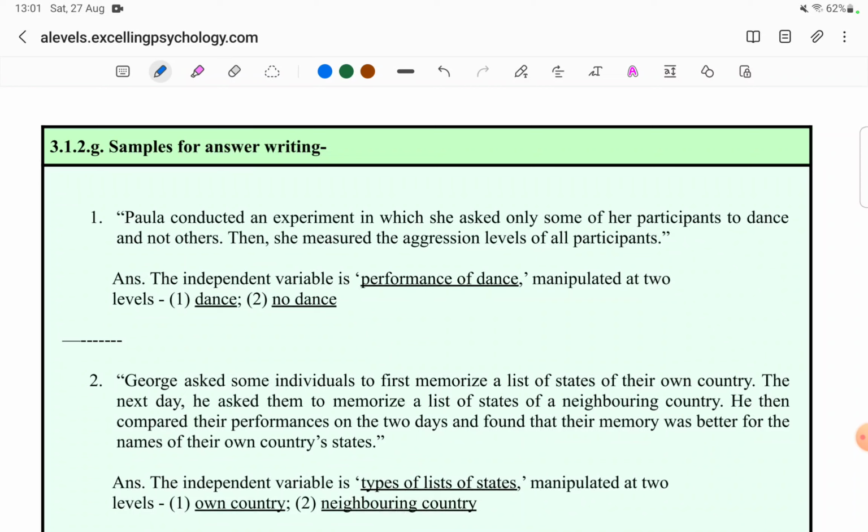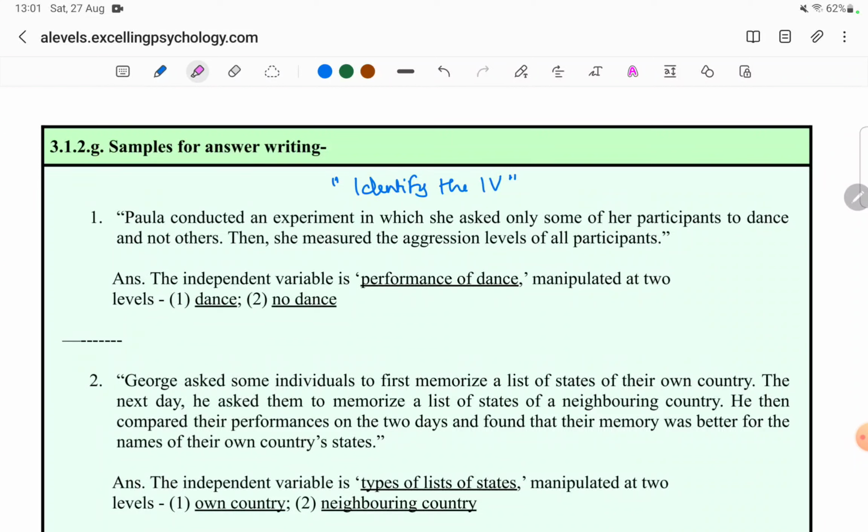So here are some samples for answer writing. These are not from the past papers. These are just for your understanding. What I'll do is I'll just read out the research scenarios and we'll see how the answer has been phrased for these scenarios. The question is the same in all of these. The question is simply identify the independent variable.